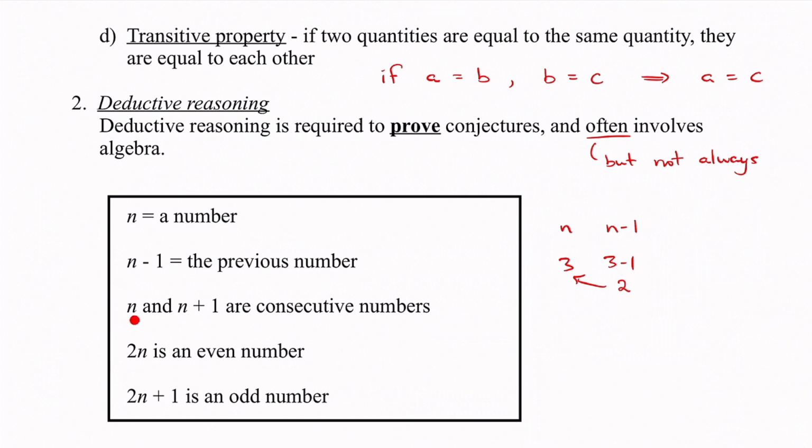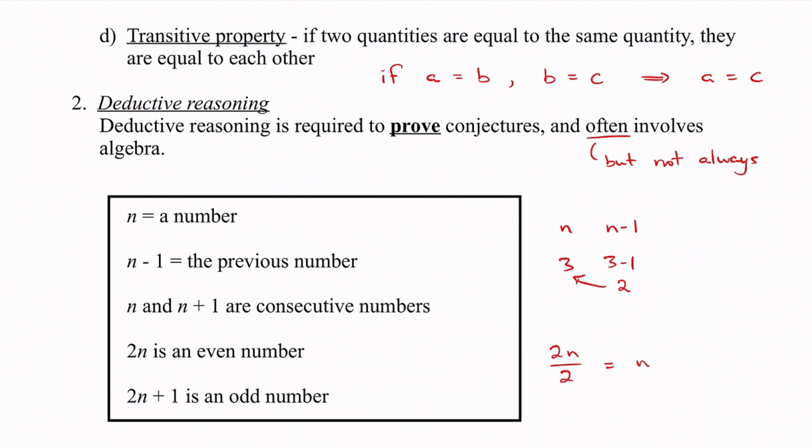Looking at the next one, if you had n and n plus 1, those are consecutive, like 4 and 5. 2n is going to represent an even number, because an even number is anything that is divisible by 2. If I can divide this by 2, which I can, then it means it's an even number. And lastly, 2n plus 1 is going to be an odd number, because 2n was even, and if you add 1 onto it, now it is odd. We are going to use these lots in different examples. You're going to see them quite a bit.